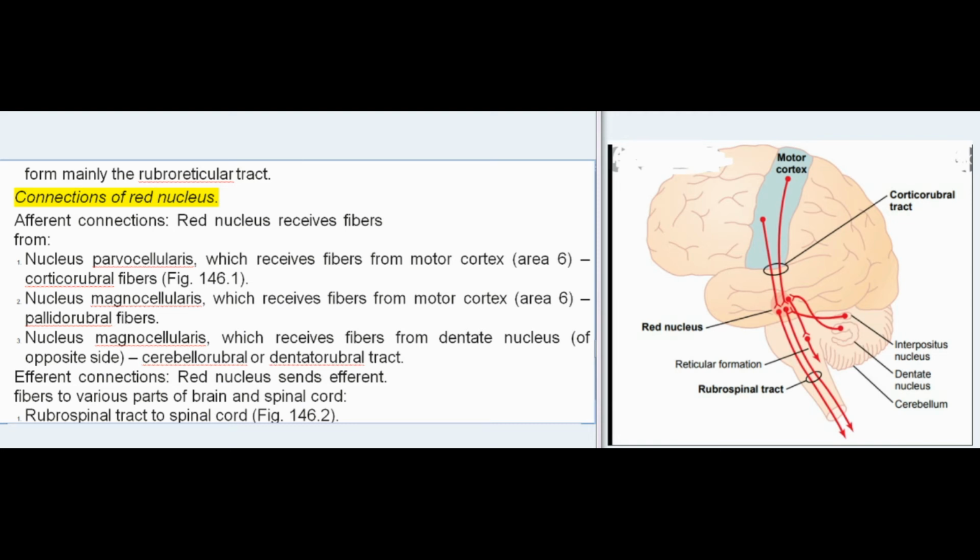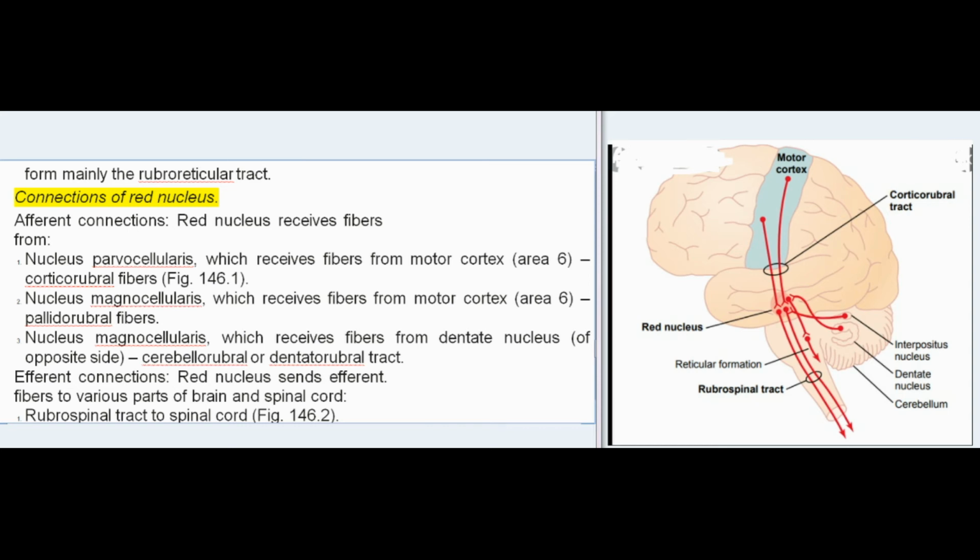Connections of red nucleus. Afferent connections. Red nucleus receives fibers from motor cortex, area 6, corticorubral fibers, to nucleus parvicellularis, Fig 146.1. Nucleus magnocellularis receives fibers from motor cortex, area 6, pallidorubral fibers. Nucleus magnocellularis also receives fibers from dentate nucleus of opposite side, cerebellorubral or dentatorubral tract.